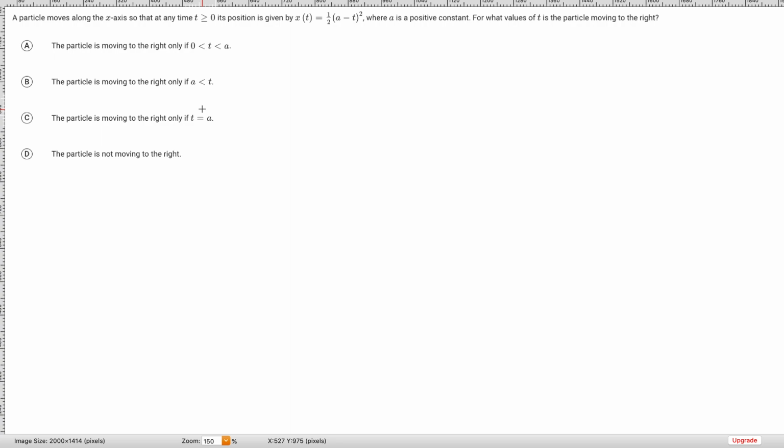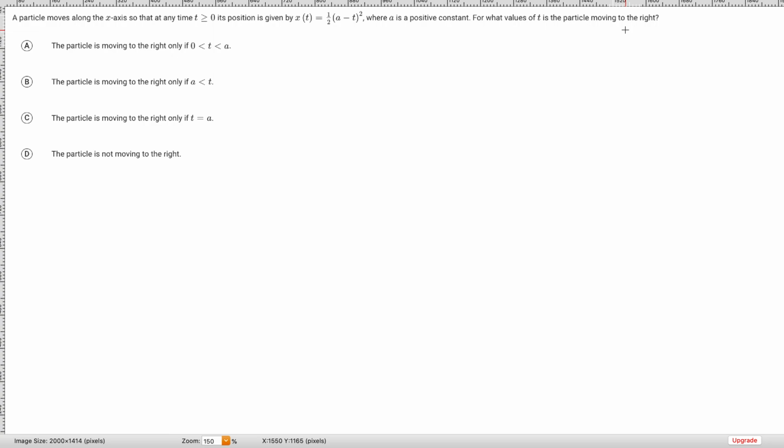It tells us that a particle is moving along the x-axis so that at any time t greater than 0, its position is given by this function. And you have it where the positive x-axis is going to the right. It's asking us, for what values of t is the particle moving to the right? That's when the particle is moving to the right, or moving up, right? The x values are getting larger and larger.